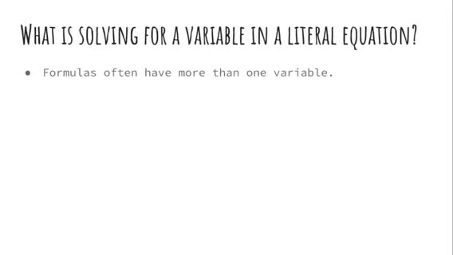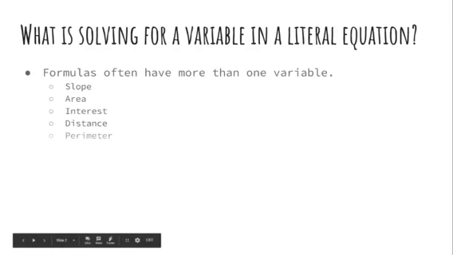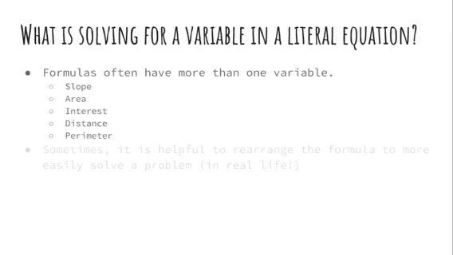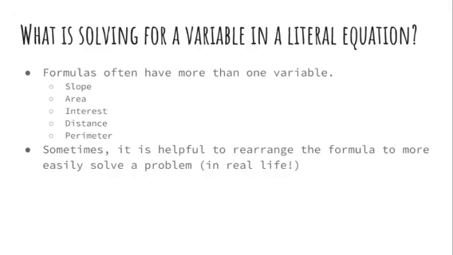Formulas often have more than one variable. Slope, area, interest, distance, perimeter are all formulas that have more than one variable in them, and there are more. Sometimes it's helpful to rearrange the formula to more easily solve the problem. This just isn't in math class. This is in real life.